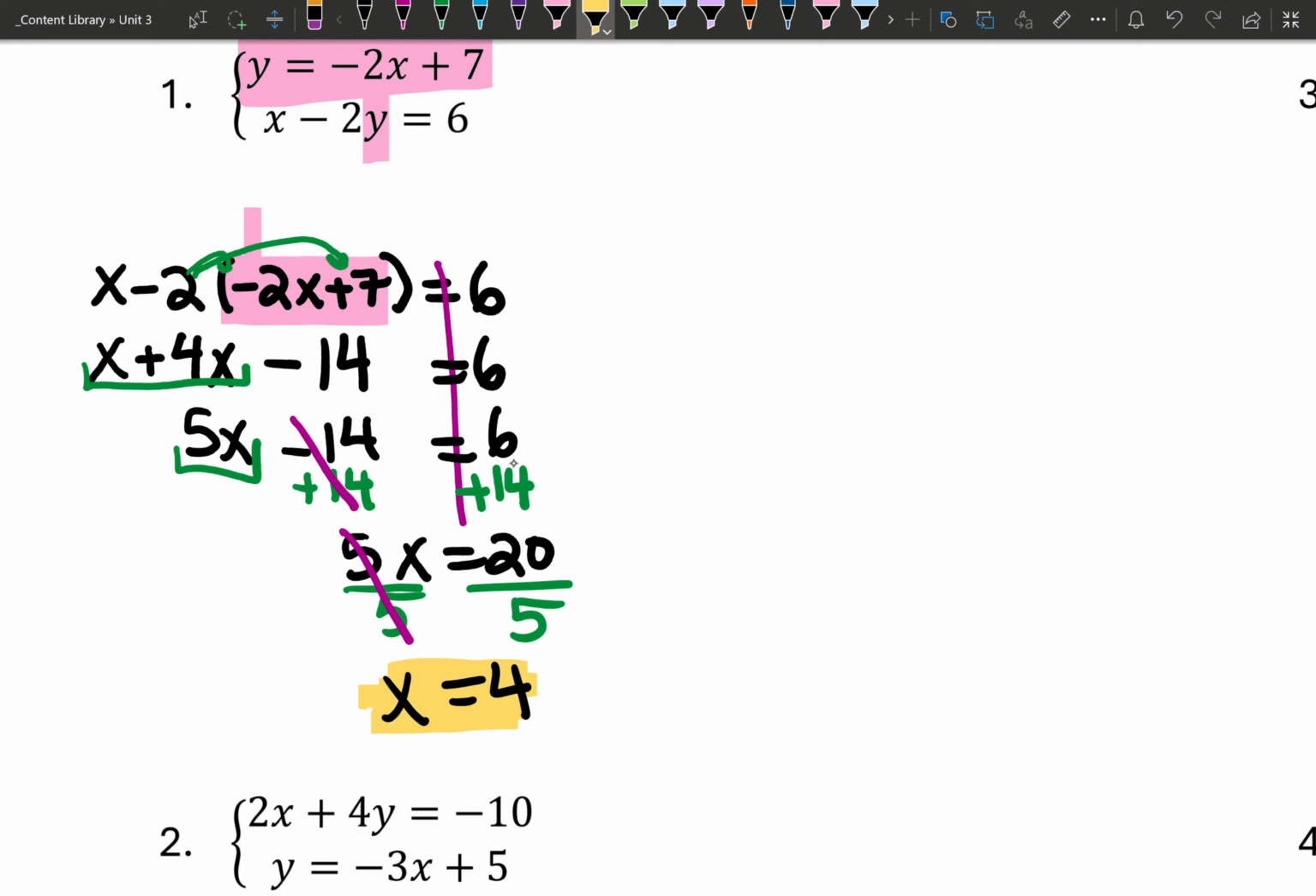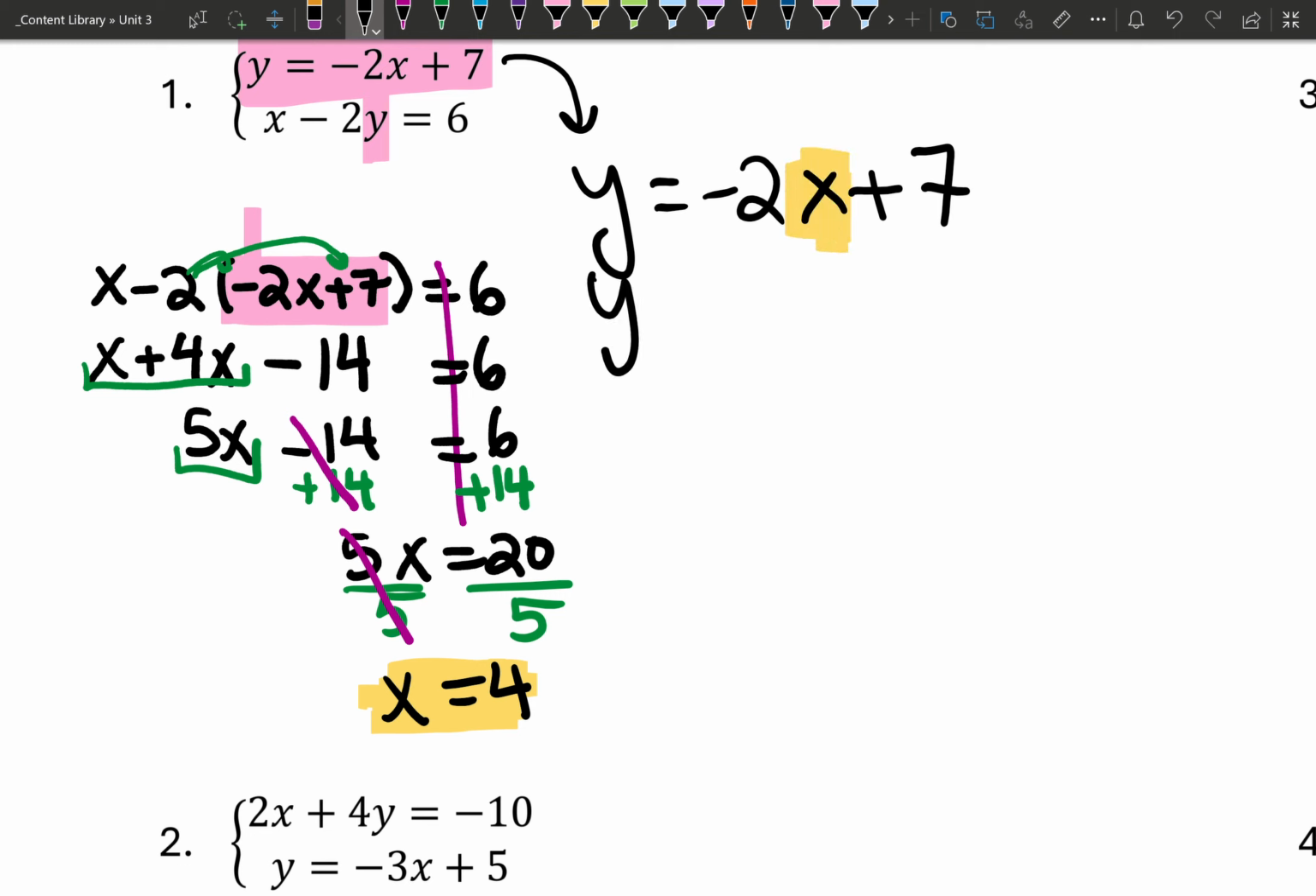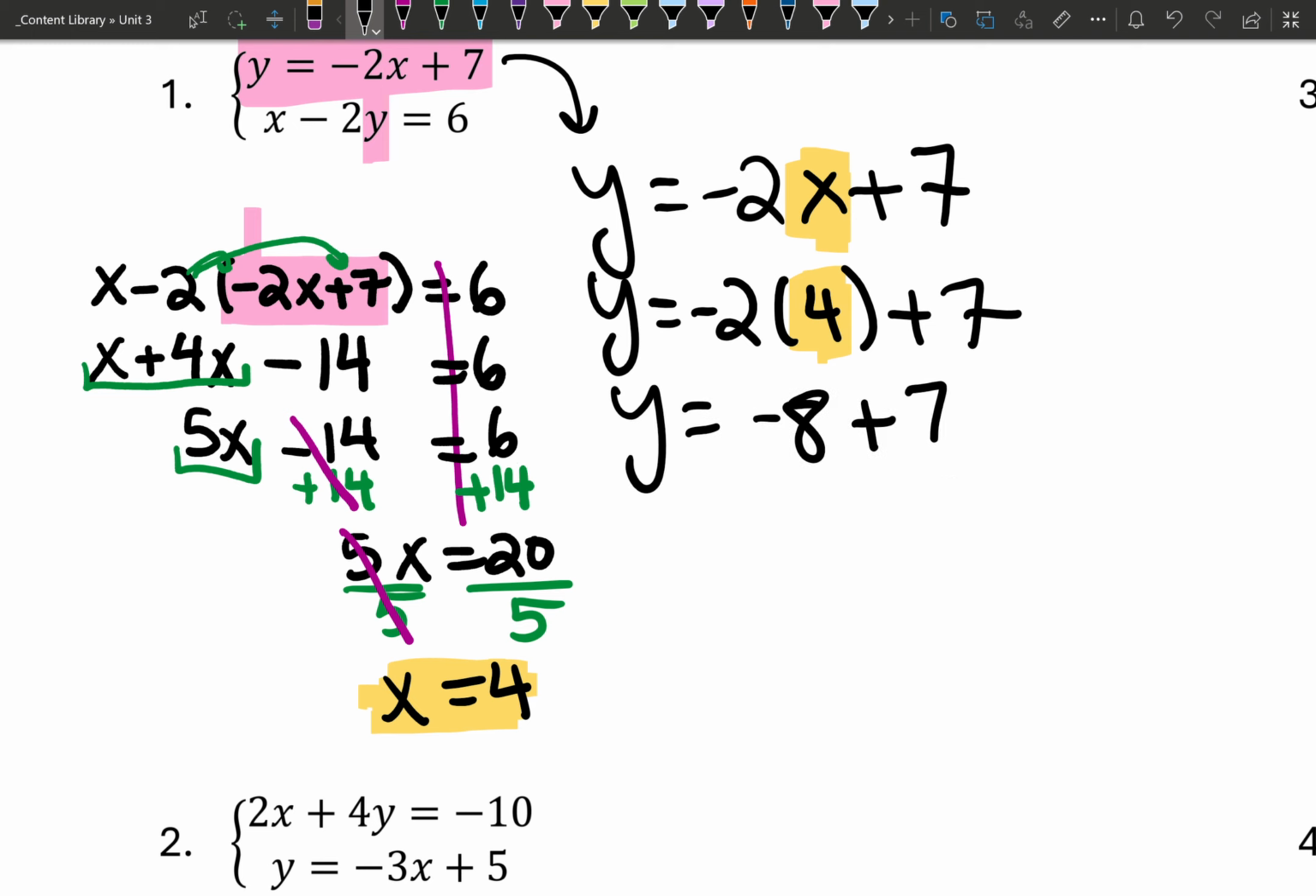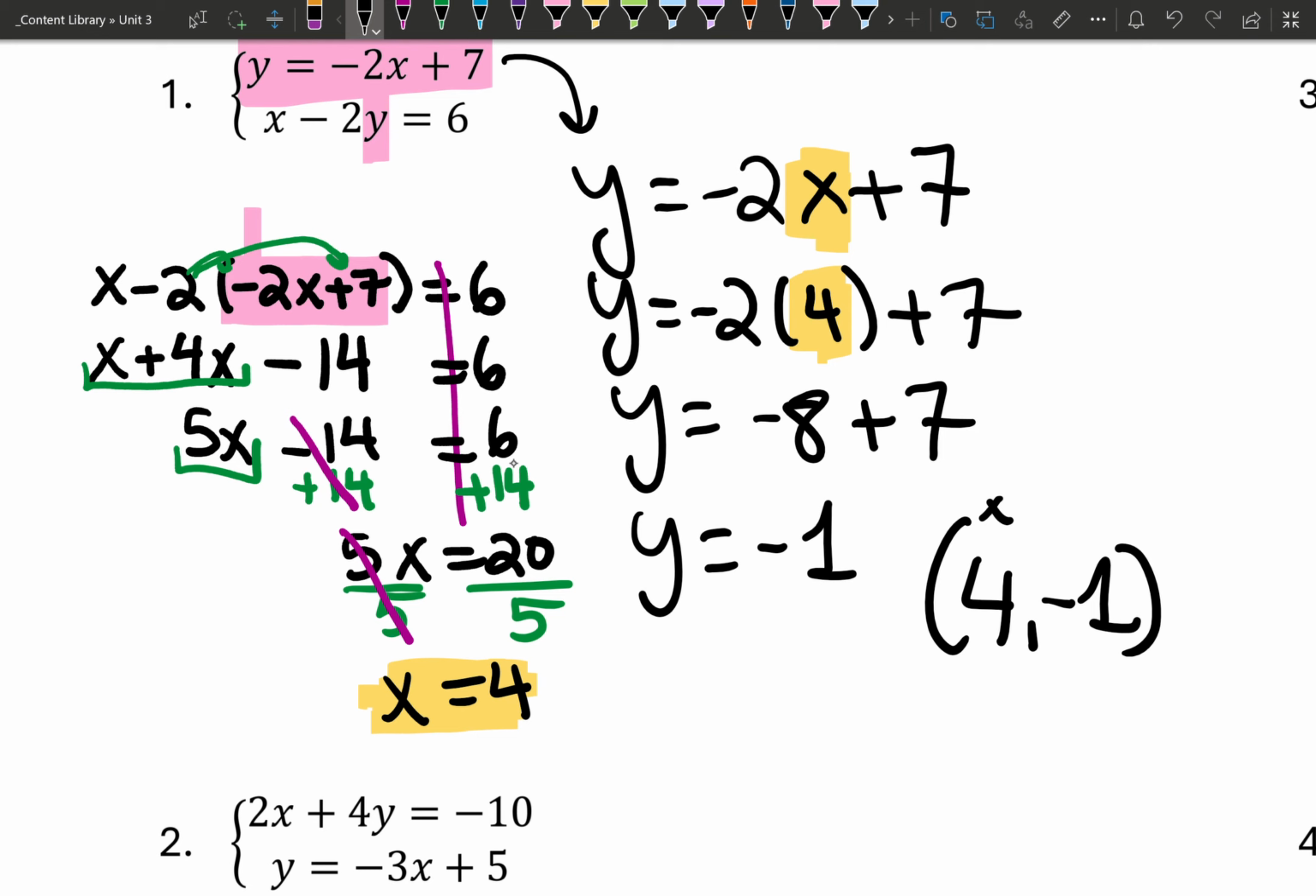Now that we have x, we can find y by plugging it back into the y equals equation. I don't like how small this highlighter is. I need to change it. Third dot. There we go. Perfect. All right, let's use the y equals equation to find y. We have x, it's 4, so y equals negative 2 times 4 plus 7. Negative 2 times 4 is negative 8, and negative 8 plus 7 is negative 1. So our final answer is 4, negative 1, because we do x comma y.